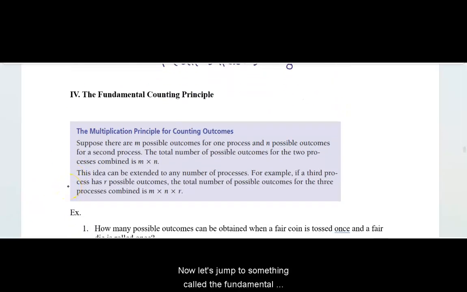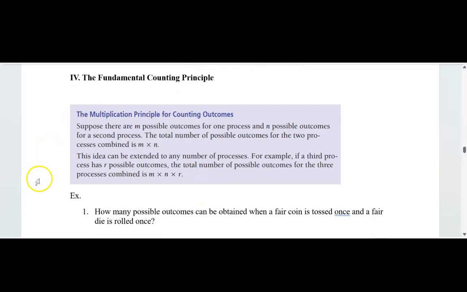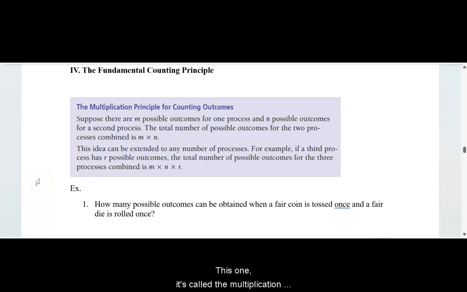Now let's jump to something called the fundamental counting principle. This is actually kind of easy. I like this one. It's called the multiplication principle for counting outcomes. So suppose there are m, whatever that number is, so it's just a number. There's m possible outcomes for one process and n possible outcomes for a second process. The total number of possible outcomes then is going to be m times n.